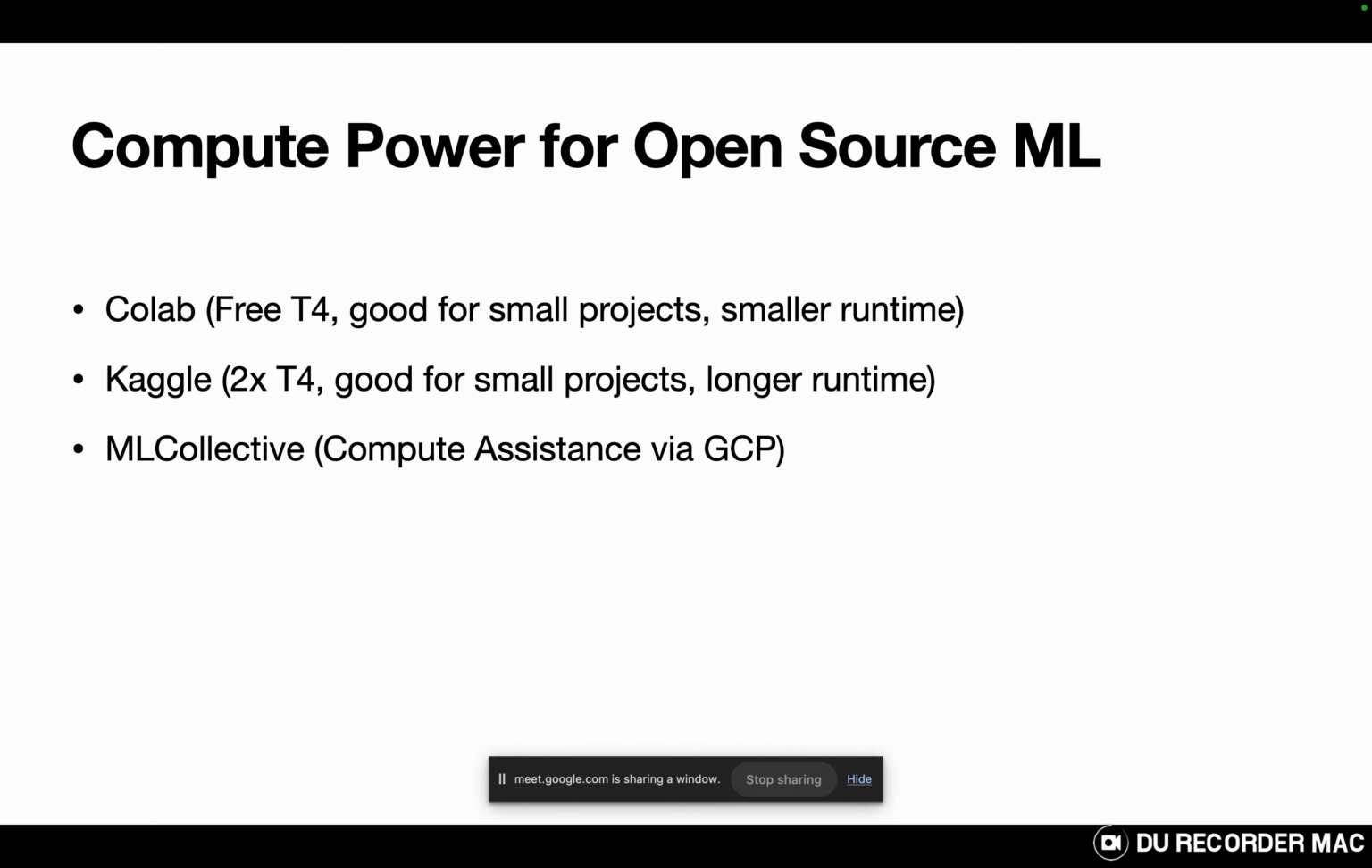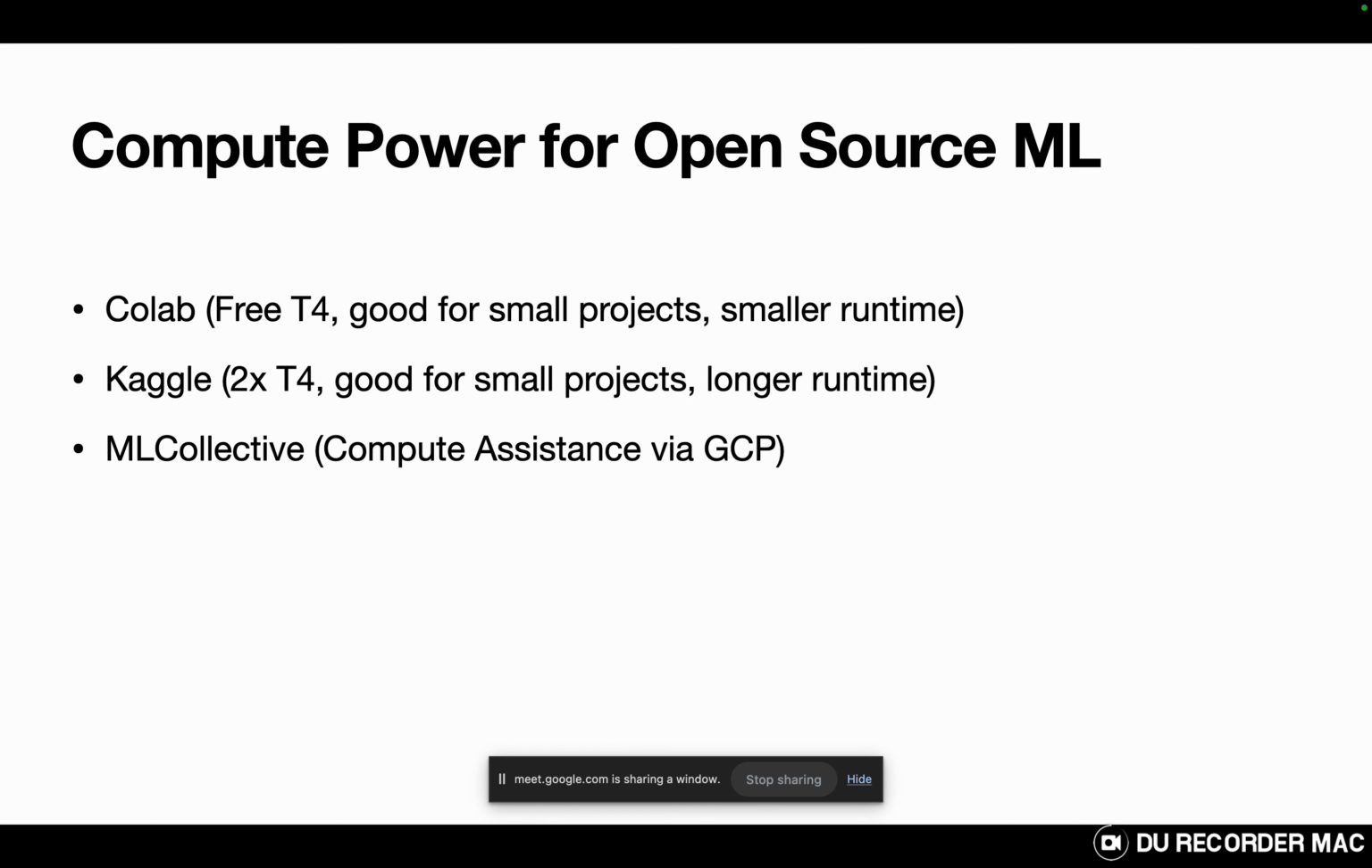Next I'll talk about the compute power. As you all know, we need a lot of compute power for open source machine learning. And I think the easiest way for anyone to get this compute power is Google Colab. Google Colab gives you a free T4 GPU, which has 16 GB VRAM. So it is not suitable for bigger projects or bigger language models, but you can run smaller models like PaliGemma or other small computer vision and NLP models on Google Colab. It has a smaller runtime, but it is good for small projects.